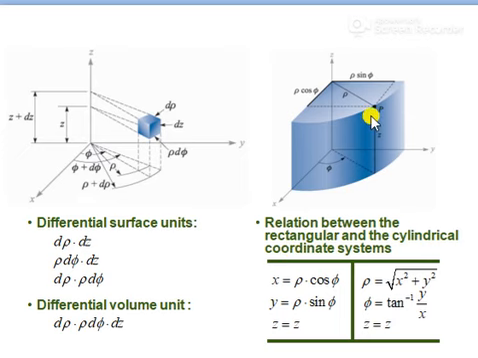For that, consider the same figure I have shown previously. You locate this point P in the x, y, z plane. You can also see the rho, phi and z coordinates of the point. Now, rho actually has two components.